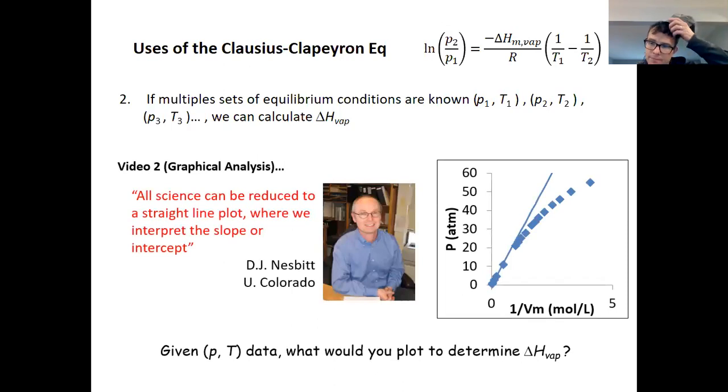And in one of the early videos, I showed you this slide. We were talking about gases, and when we were analyzing gases, we plotted P versus 1 over V, so we got a straight line plot. This is my old postdoctoral advisor who said all science can be reduced to a straight line plot where we interpret the slope or intercept. That was the idea. Well, if I had some P-T data, what would we plot to determine delta H?